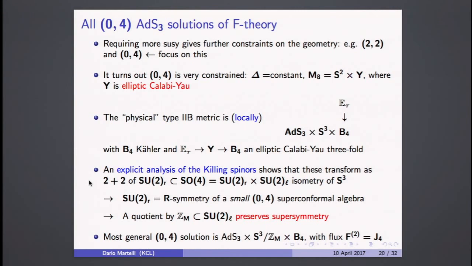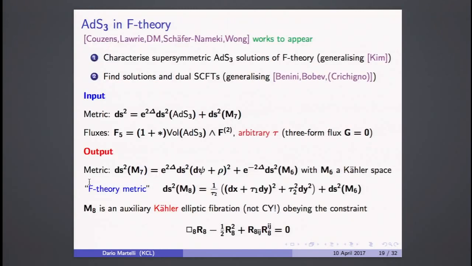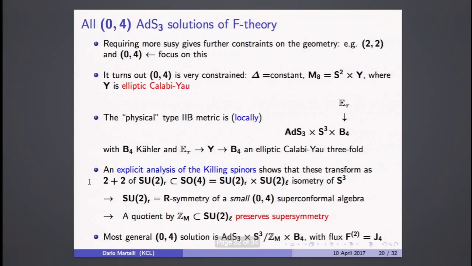And in fact, for the rest of the talk, I will focus exactly on this case of (0,4), where there are some interesting lessons to learn. If one does that, it implies after some quick computations that the warp factor is constant, and the eight-dimensional manifold, which should obey this complicated equation, actually boils down to this product form, is an S2 times now really a Calabi-Yau, which is exactly of the type studied in F-theory. So this is an elliptically fibered Calabi-Yau.